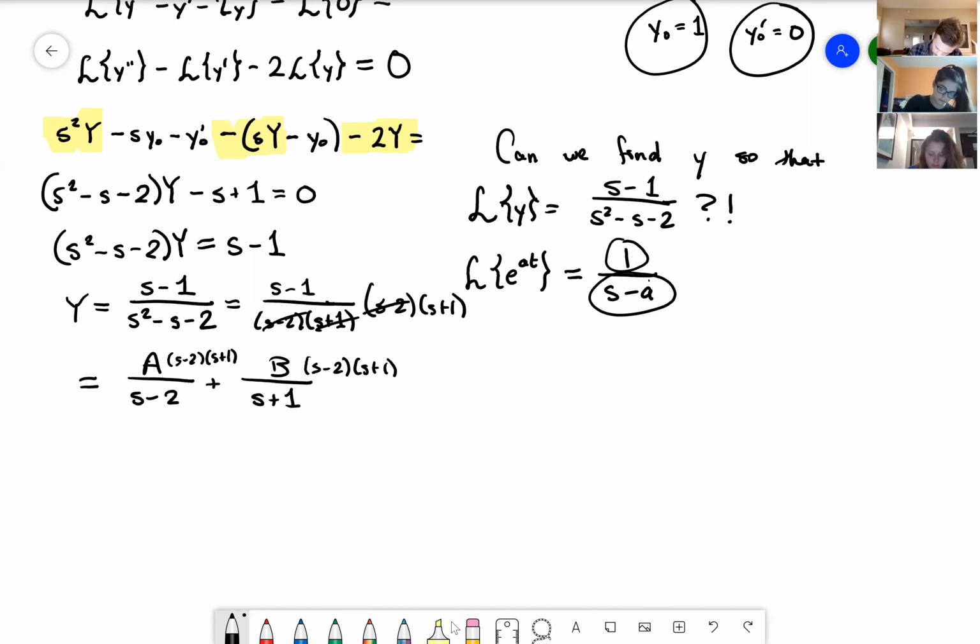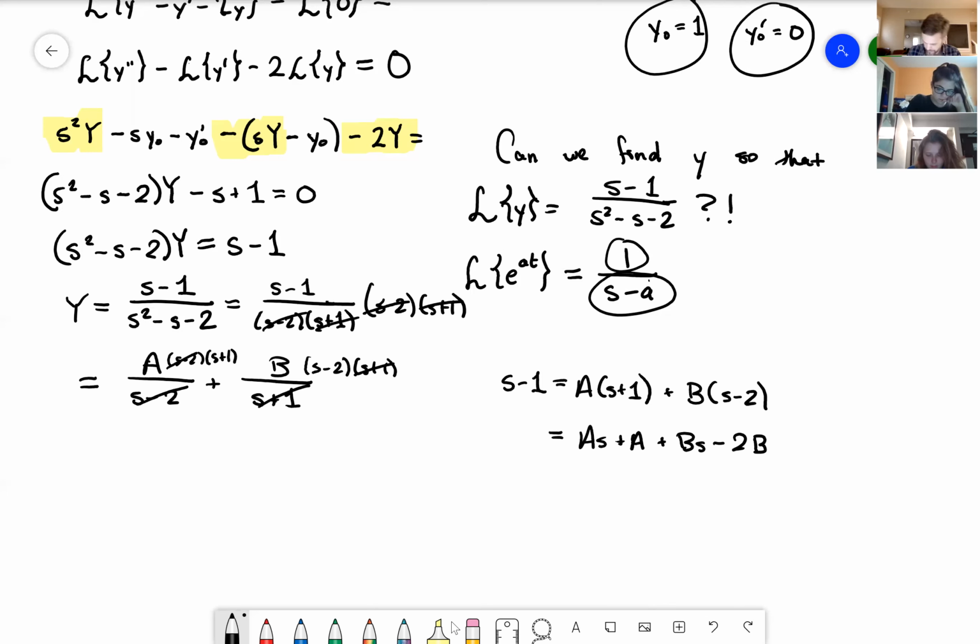So all of this cancels out. The s minus 2's cancel out here. The s plus 1's cancel out. So what we're left with is s minus 1 equals A times s plus 1 plus B times s minus 2. And that is As plus A plus Bs minus 2B.